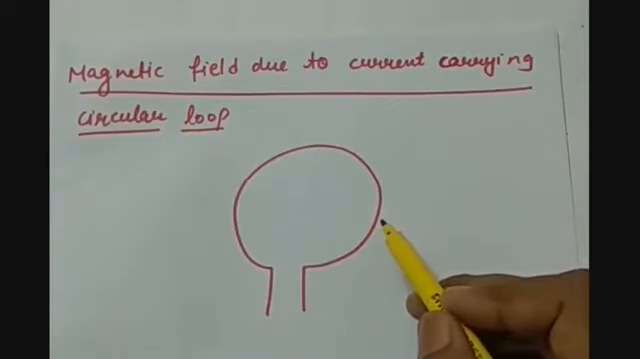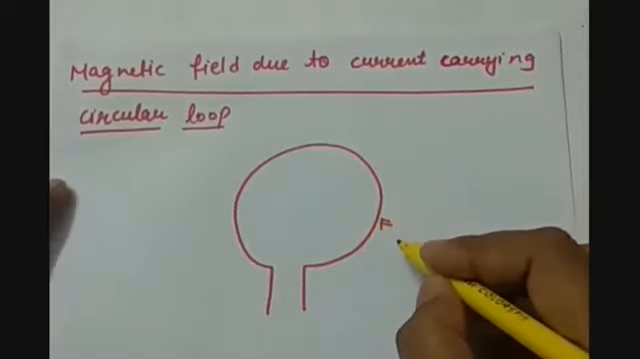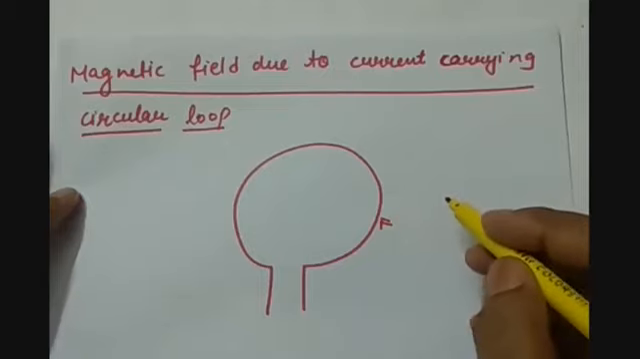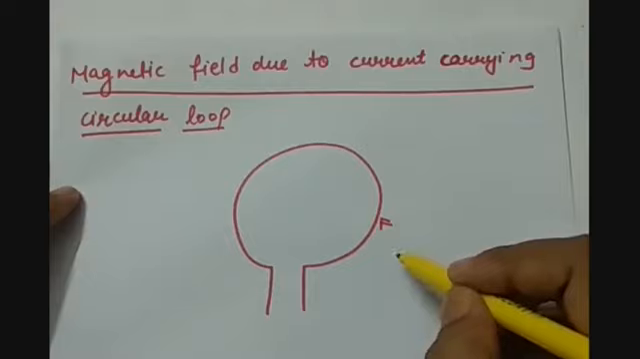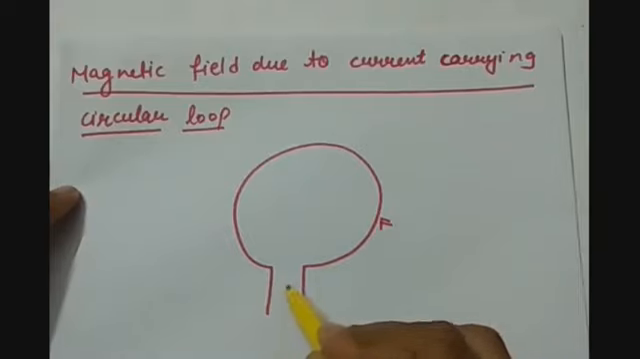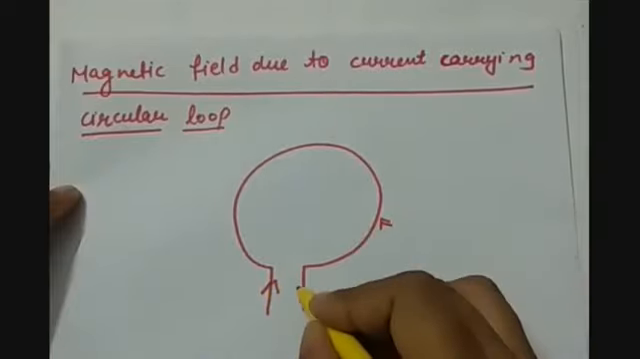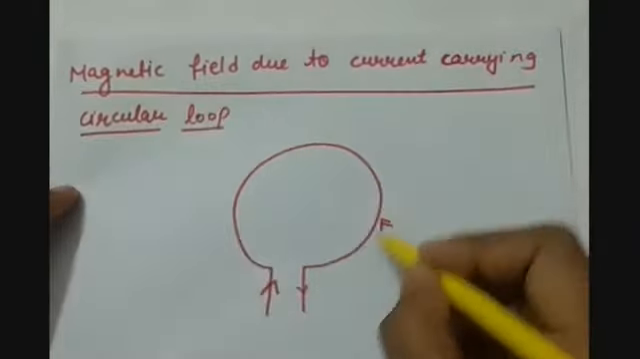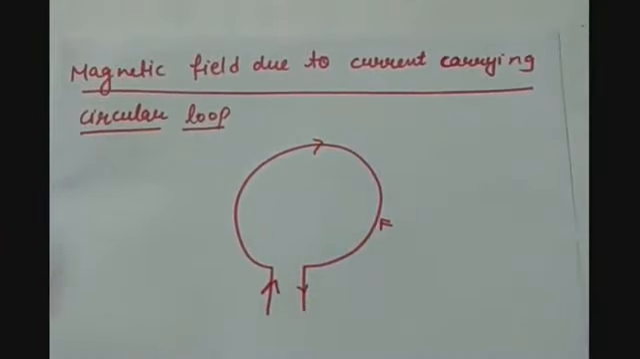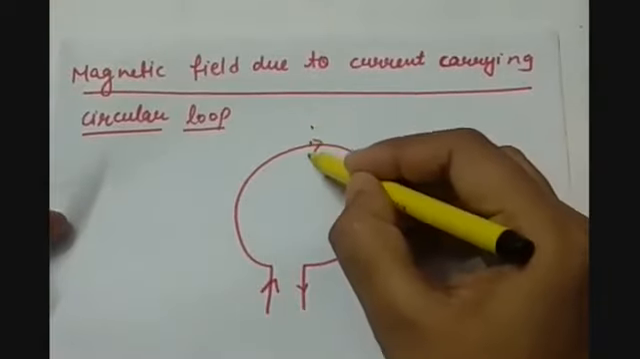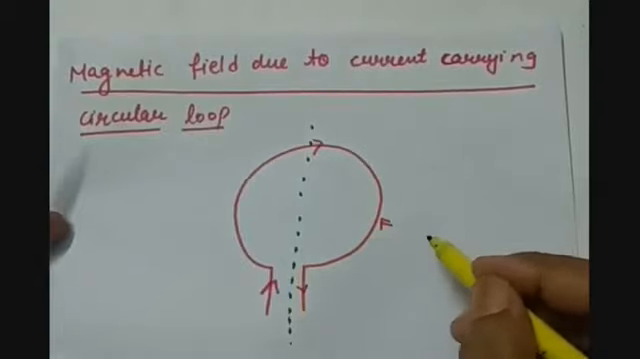So dear students, we can assume this circle to be made up of small straight segments. Many small straight segments can make a circle. So if the current is entering the circle from here and exiting here, that means the current is flowing in this direction. Then we can divide the circle into two halves to understand the magnetic field around the circle.